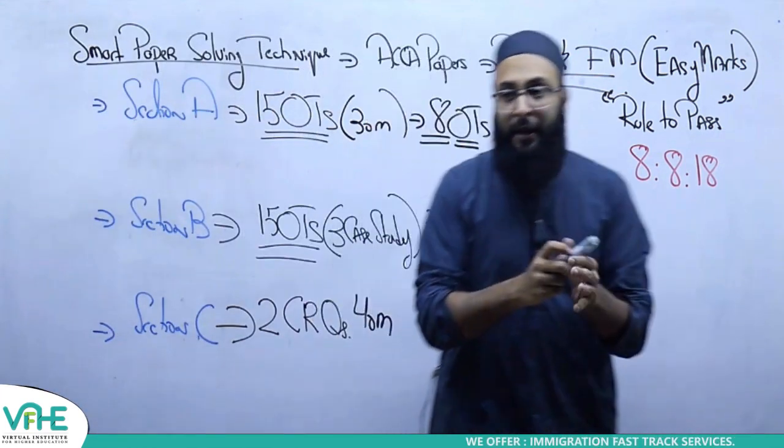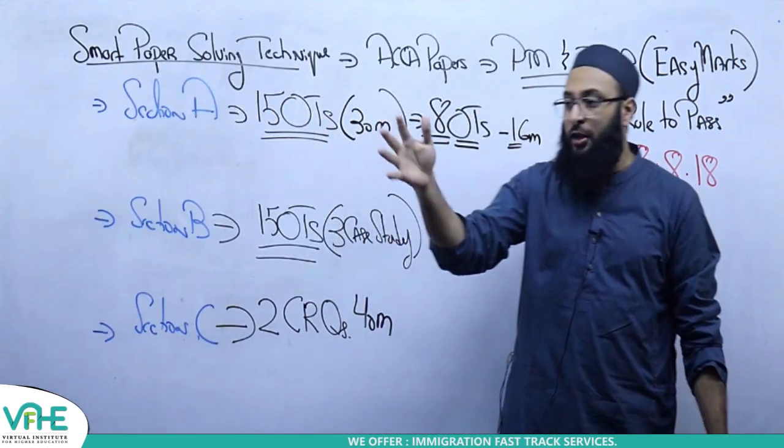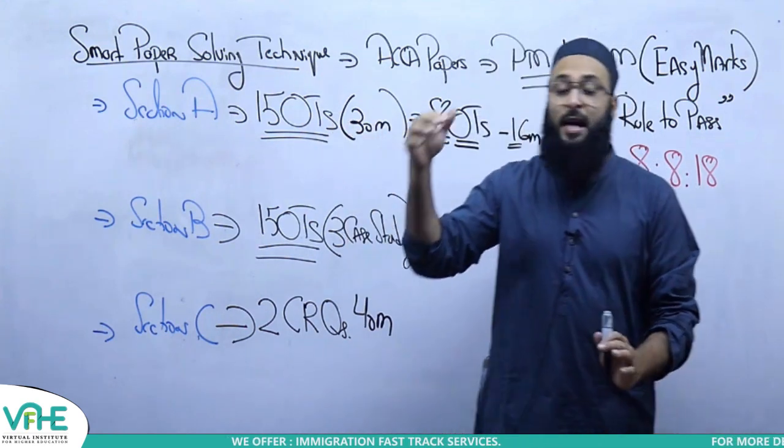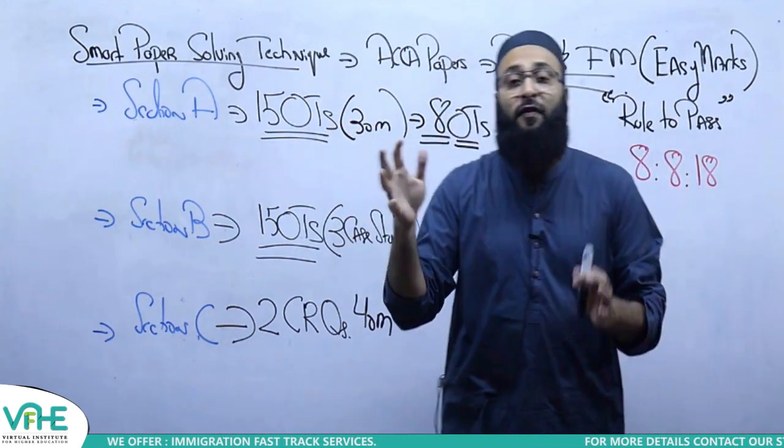Section B, 5 OTs in each case study. Again, there are 3 case studies. One relates to ABC costing, one relates to, for example, variances, and one relates to performance measurement.